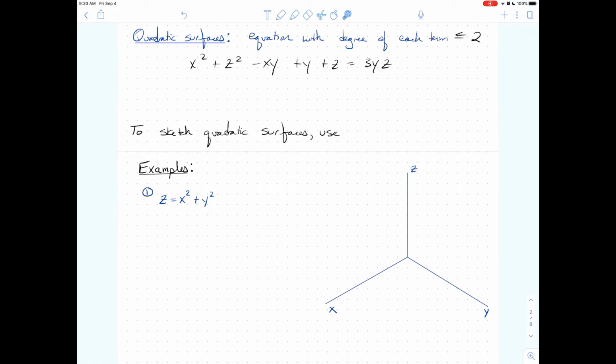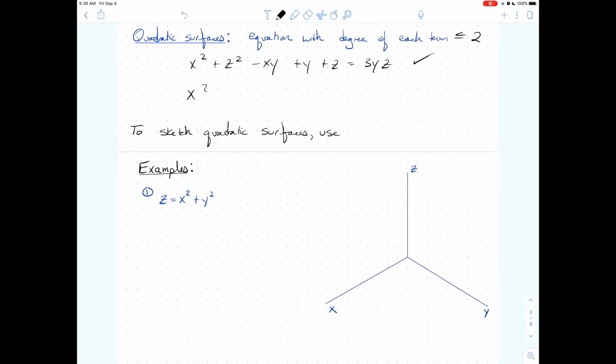And so the degree of this term is 2. Degree of this term is 2. That should be clear enough. The degree of this term, well, you add up the number of variables, one variable. So this is degree 2, degree 1, degree 1, degree 2. So everything is less than or equal to 2. So this is a quadratic surface.